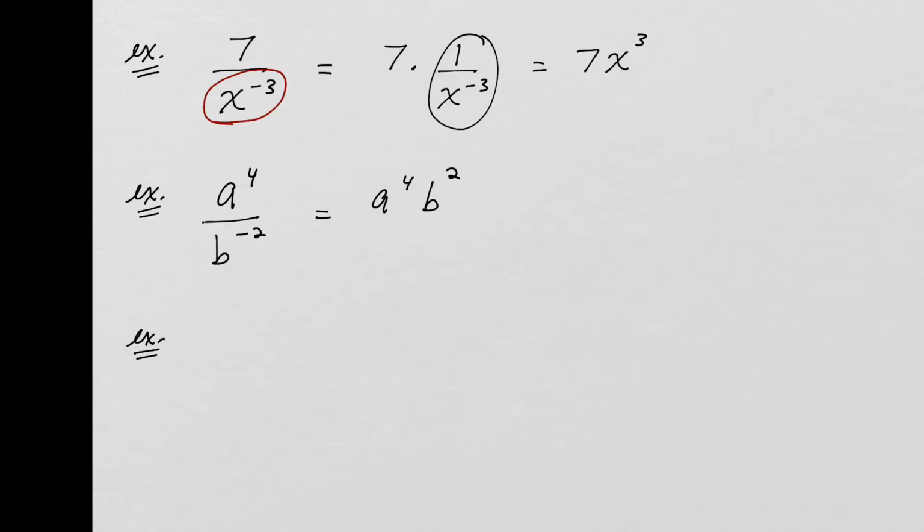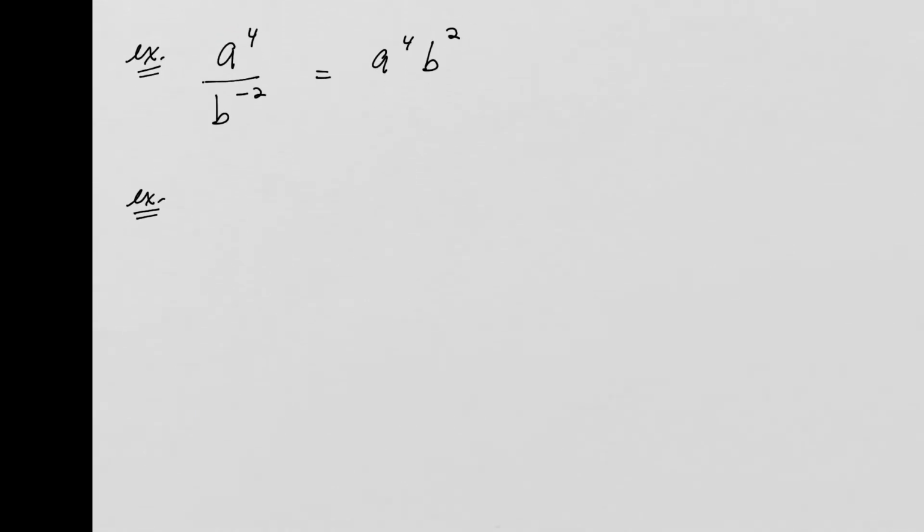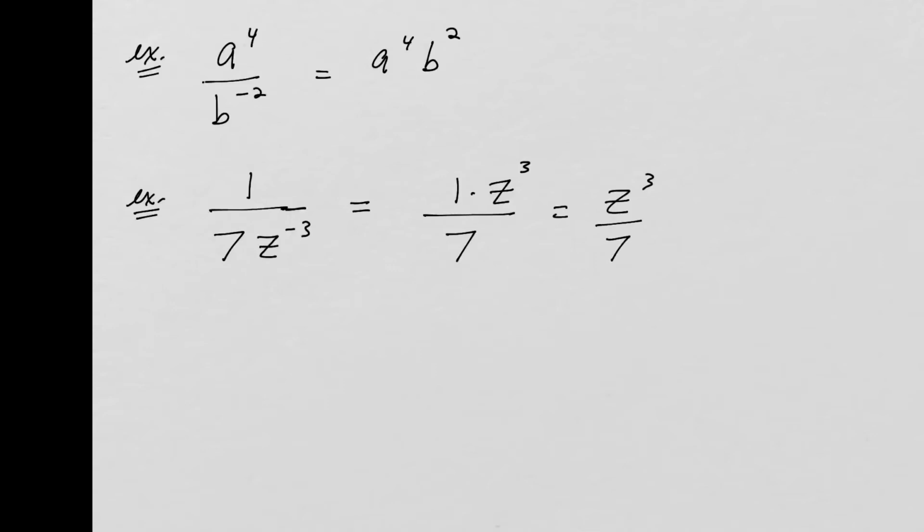And then let's say I have 1 over 7 z to the minus 3. So the 7 is fine, I can leave that in the denominator. But then the z to the negative 3, and the negative 3 only acts on the z. If the entire 7z were in parentheses, it would act on the entire thing. But in this case, it's only acting on the z. So I could bring the z from the denominator to the numerator as long as I change the sign on the exponent, so it becomes positive. And of course, you could write it as z cubed over 7.